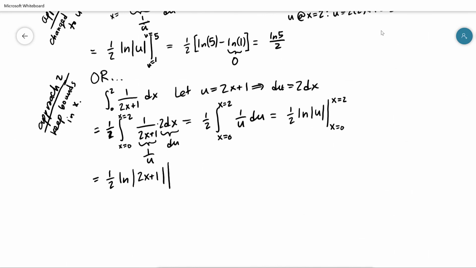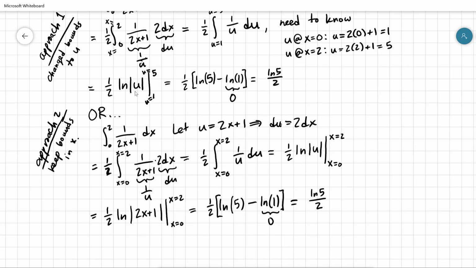And that's what I'm evaluating between x equals 0 and x equals 2. Now when I plug those numbers in, I'll get 1/2 times the natural log of plugging in the upper bound, 2, we will get 2 times 2 plus 1. So I will get the same 5 that we got before. And then from that, I will subtract off this thing with the 0 plugged in. When I plug in a 0, I'll get 2 times 0 plus 1, and I will get 1. That is again 0, and we get the same result, the natural log of 5 over 2. Same result, two different ways.